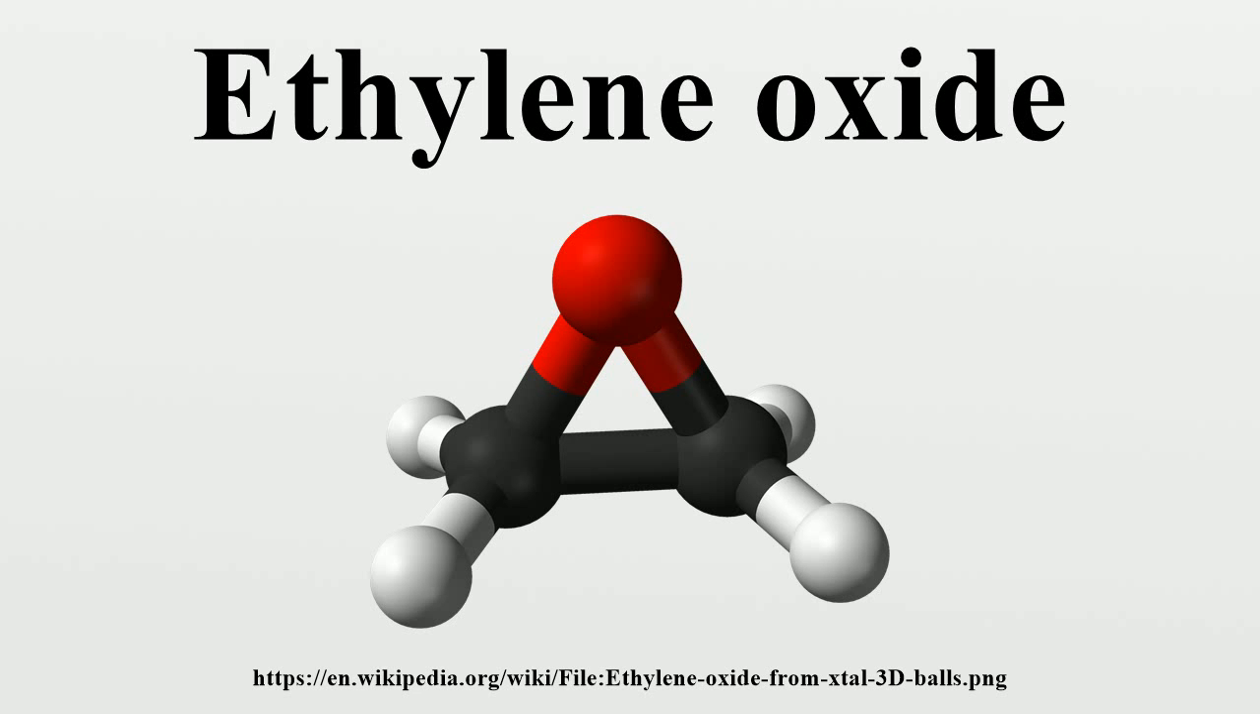Reduction reaction. Ethylene oxide can be hydrogenated into ethanol in the presence of a catalyst, such as nickel, platinum, palladium, boranes, lithium aluminium hydride and some other hydrides.